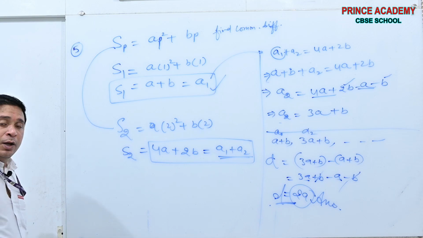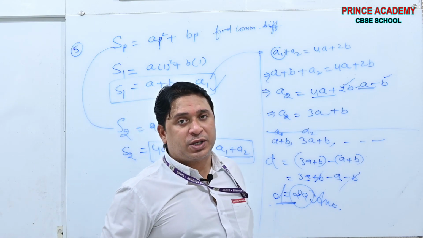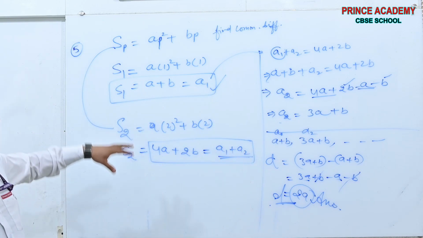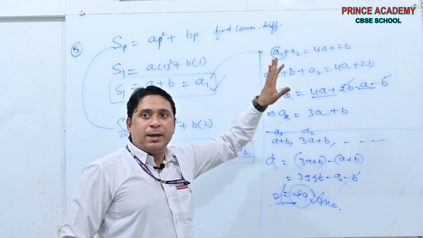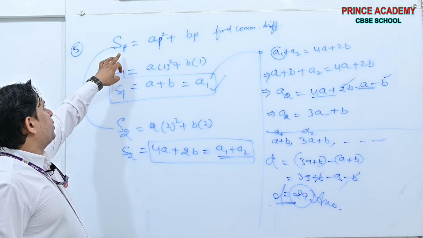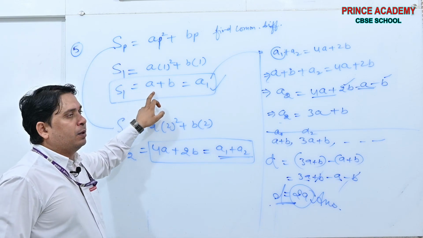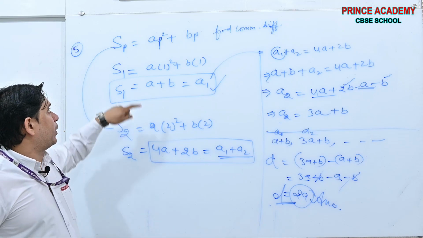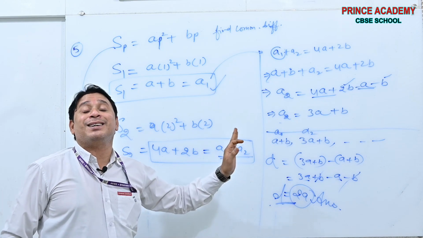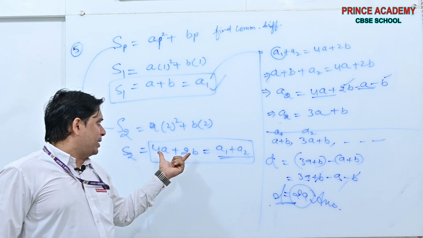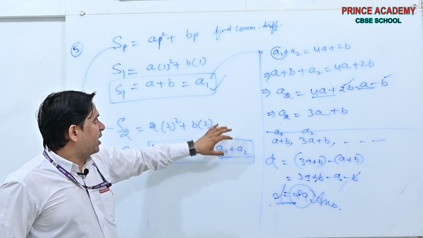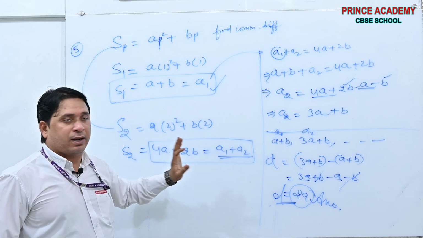See beta, once again I am repeating the question. The question was so simple. Sp was given and the common difference was asked. Sp is A P square plus B P. When we put the value of P as 1, we got S1 and S1 is A1. When we put P as 2, we got S2 and S2 is A1 plus A2. If we take the difference, put the value of A1 here, we will get A2.